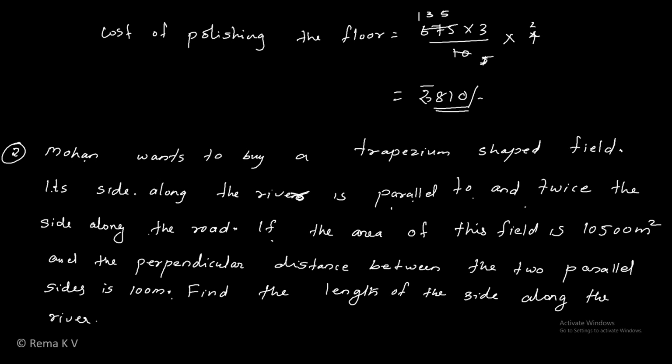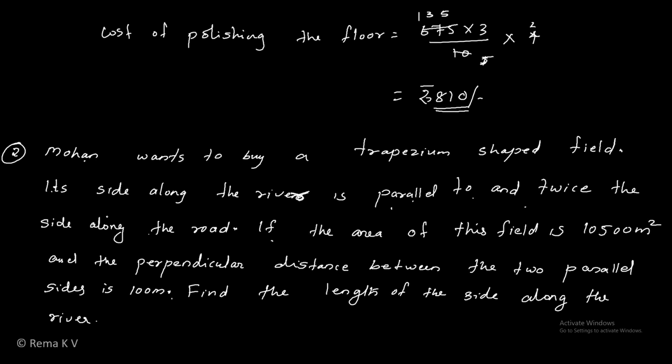So you have to draw a figure. See, he wants to buy a trapezium shaped field. So you have to draw the figure for that, a trapezium shaped field. And it is given that its side along the river is parallel to and twice the side along the road.